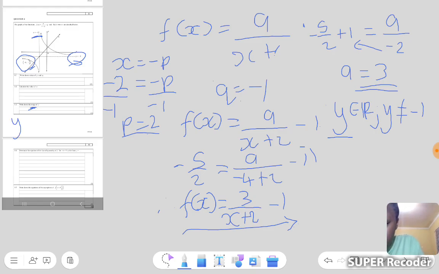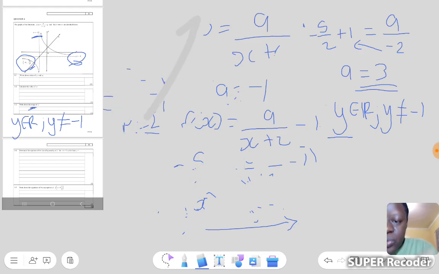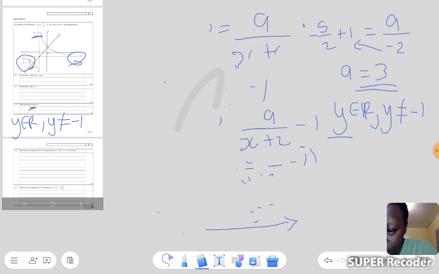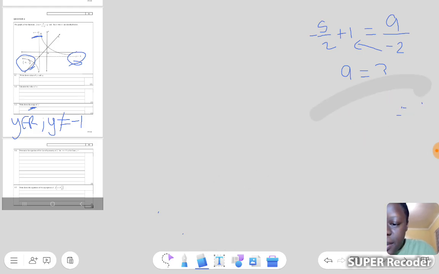Here, y is an element of the real numbers, but y should not be equal to -1. So let's go to question 4.2. It says, determine the equation of the line of asymptote of f for m being less than 0.